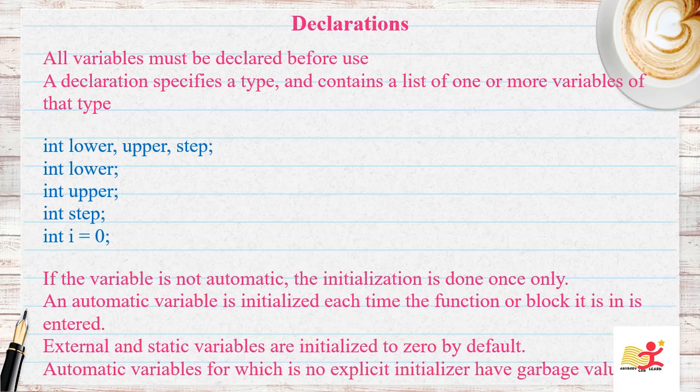You already know that variables and functions together make a program. So before you use any variable, it must be declared. So now we are going to talk about declarations. A variable must be declared before use. Declaration specifies a type and contains a list of one or more variables of that type. For example, int lower, upper, step. So int is the type; lower, upper and step are the names of the variables.